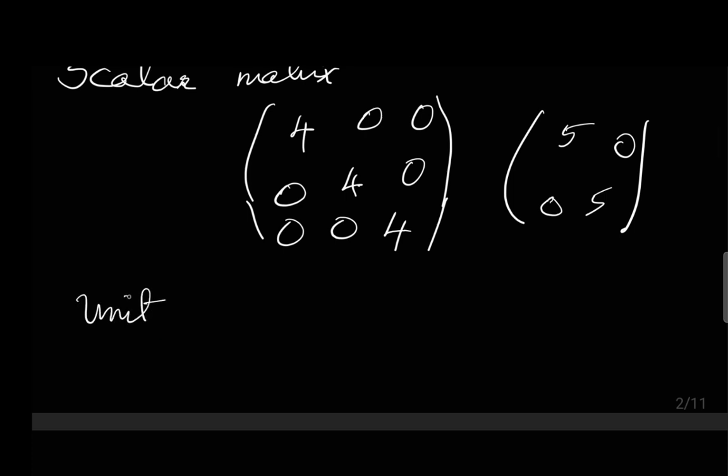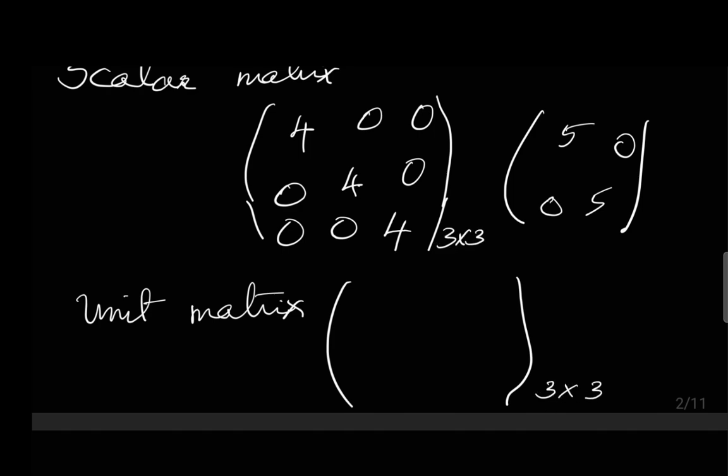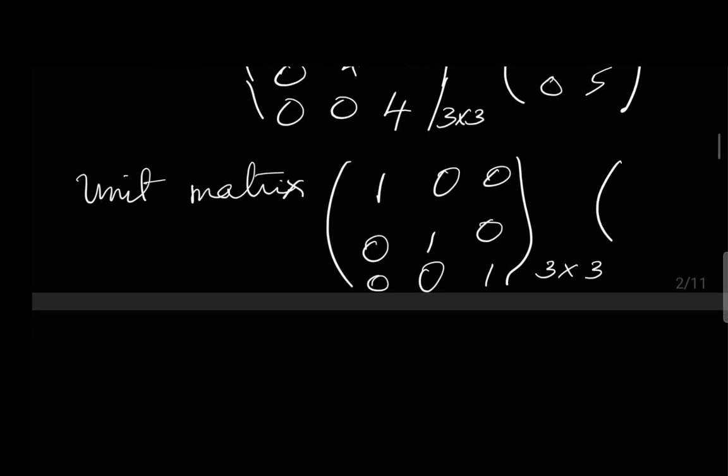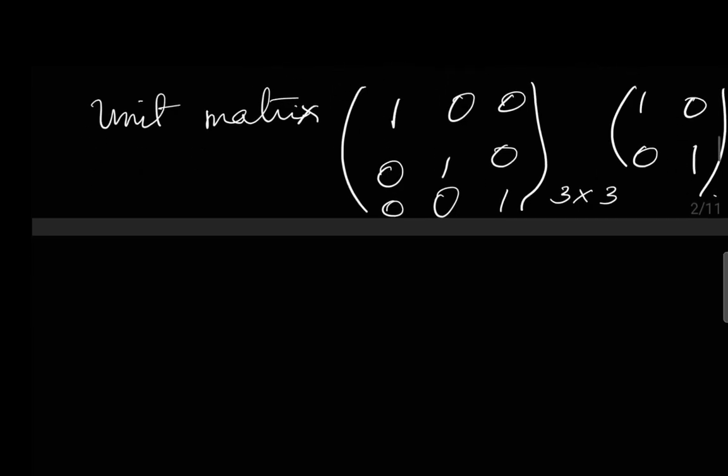Unit matrix. So in a square matrix, all we see in the square matrix only. All the leading diagonal elements are 1, unit. The remaining elements are 0. It is a unit matrix.